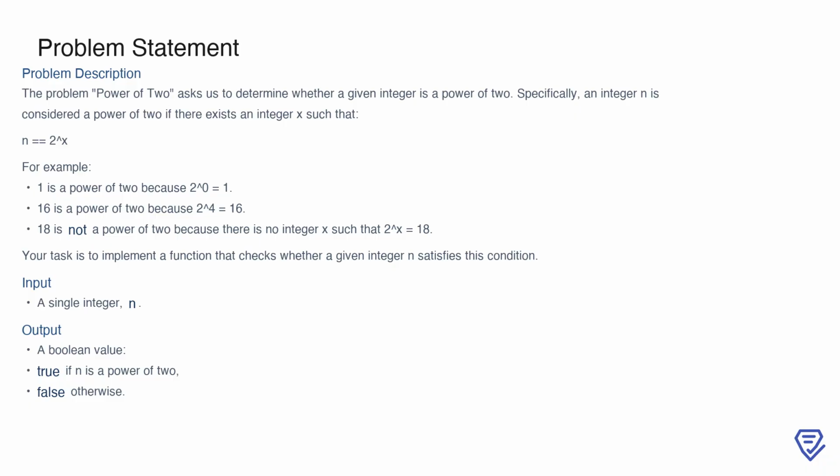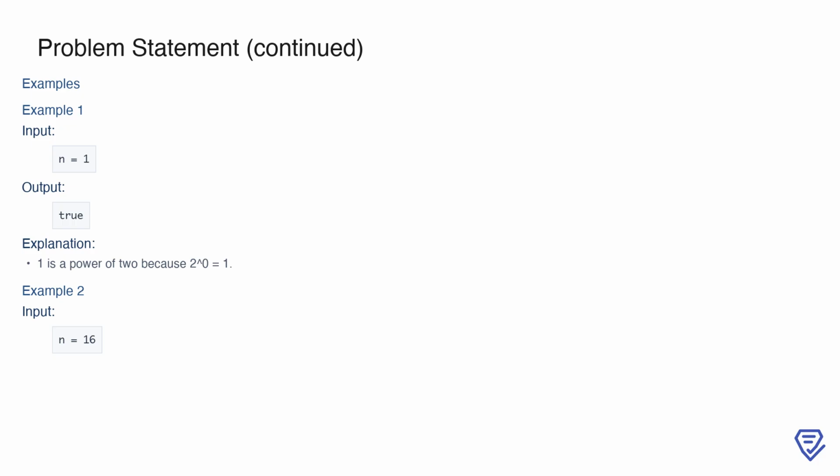In this problem, your task is to implement a function that takes an integer n as input and returns a Boolean value, true if n is a power of 2, and false otherwise. Now, let's look at some examples to better understand the problem.